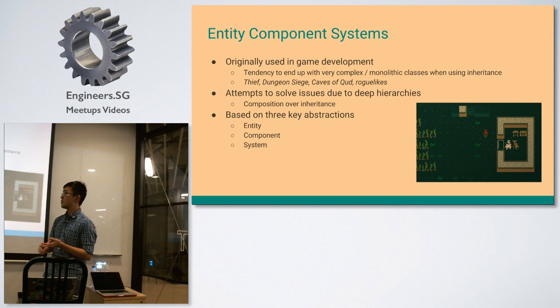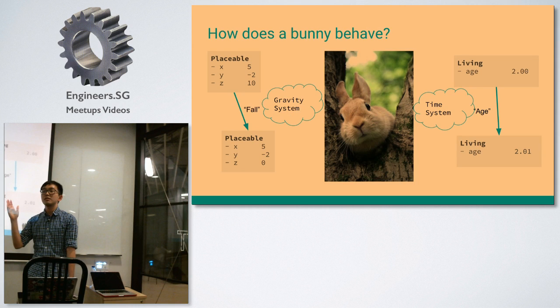So here's an example. Maybe you want to have some kind of gravity in your game. We want placeable components with a z value more than 10 to, over time, reach 0, so things fall to the ground. Or maybe you want to make sure that things age in our world. For example, all living components will have their age increase over time. So who takes charge of these rules that govern the world? This is systems. For example, on the left side we have a gravity system that makes sure that things fall to the ground, and a time system that makes sure that time passes and things age. These systems have only a single responsibility. A gravity system is only concerned with things that fall down, and a time system is only concerned with time.